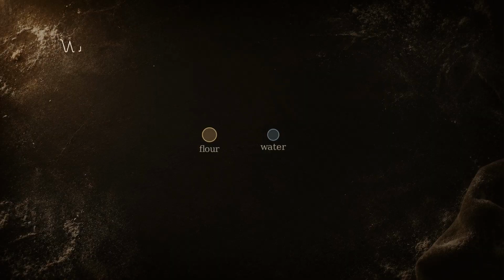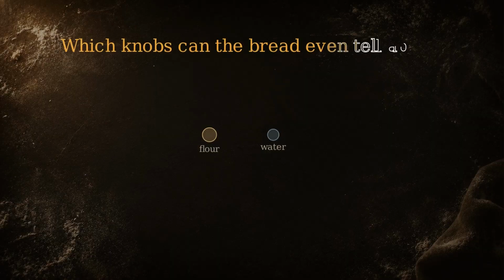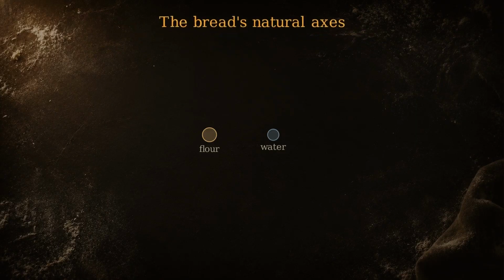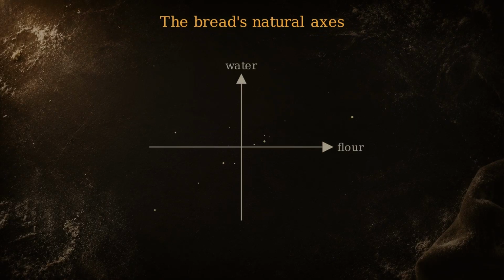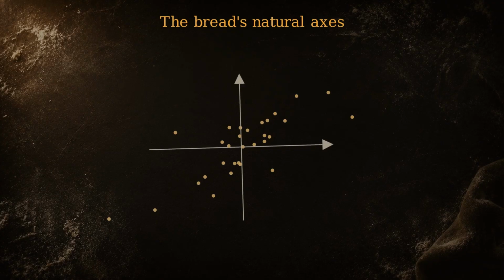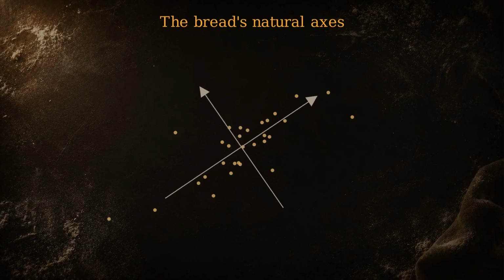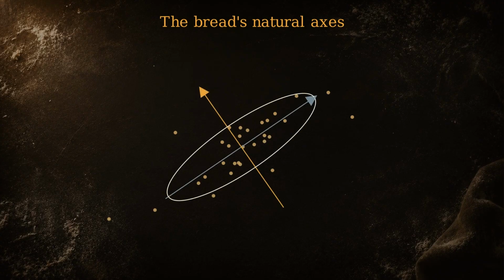Here's the twist that changes everything. The bread doesn't taste your ingredients one at a time, it tastes combinations. Turn up the flour and the water together, and you've changed how wet the dough is, and the bread notices immediately. But other combinations, it's almost blind to. So the directions that matter aren't flour, water, temperature, the things you wrote on the card. They are the combinations the bread actually tells apart. Wetness, fermentation extent, and they sit at an angle to your original knobs.